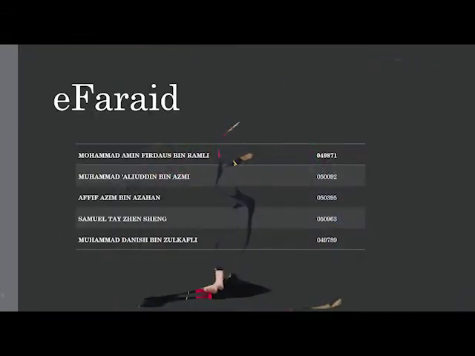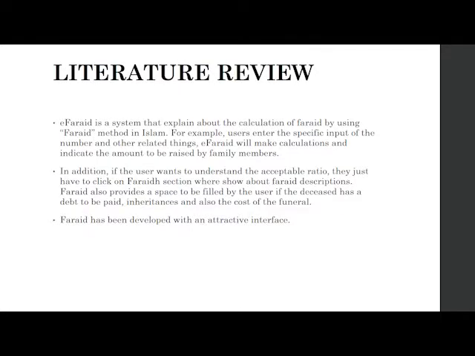And this is our eFaraid project. eFaraid is a system that explains about the calculation of Faraid by using the Faraid method in Islam. For example, users enter the specific input of the number and other related things. eFaraid will make calculations and indicate the amount to be received by the family members. In addition, if the user wants to understand the acceptable ratio, they just have to click on the Faraid section, where it will show the Faraid description.